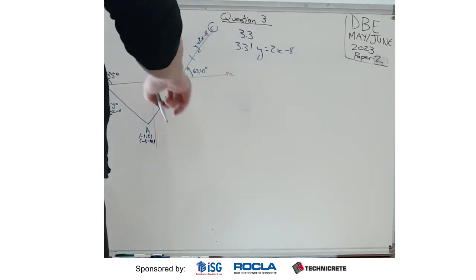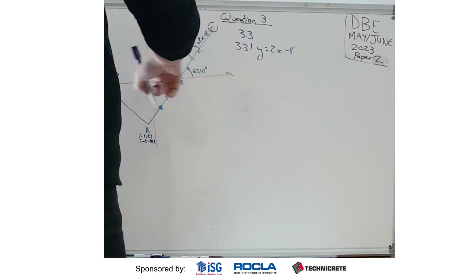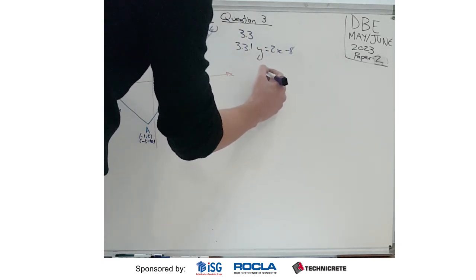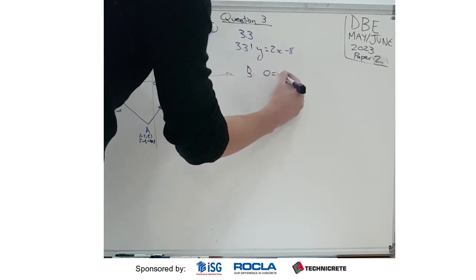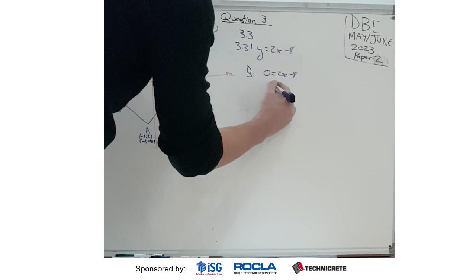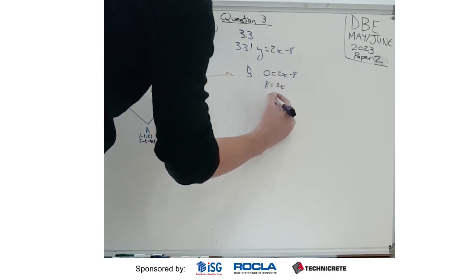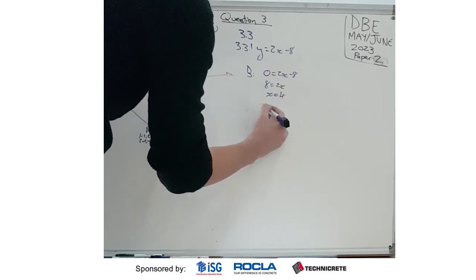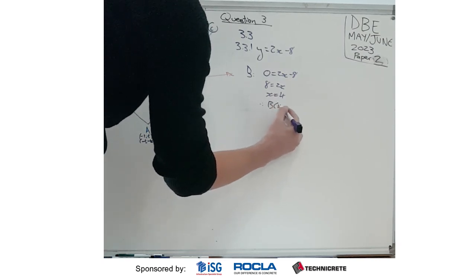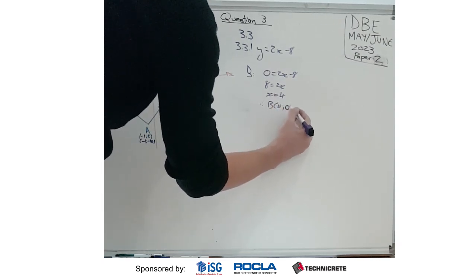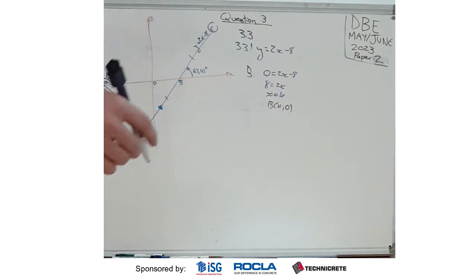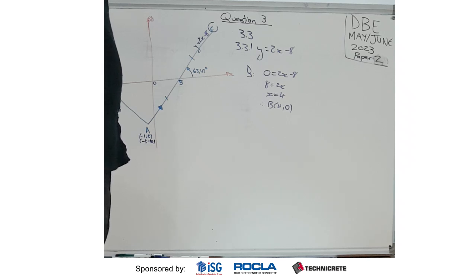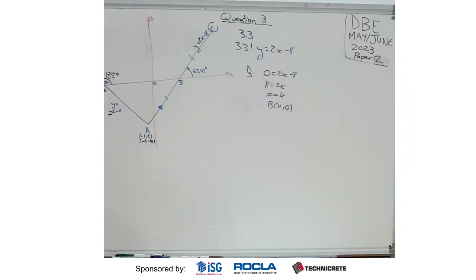And we know, because it sits on this line here, that the y should be 0. So again, we're looking at B. 0 is equal to 2x minus 8. So 8 is equal to 2x. So x should equal 4. Therefore, B should equal 4, 0. Great. Now, let's work out how I'm going to do this actually.